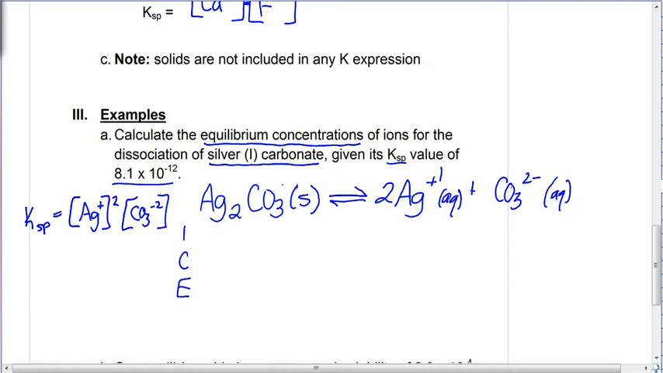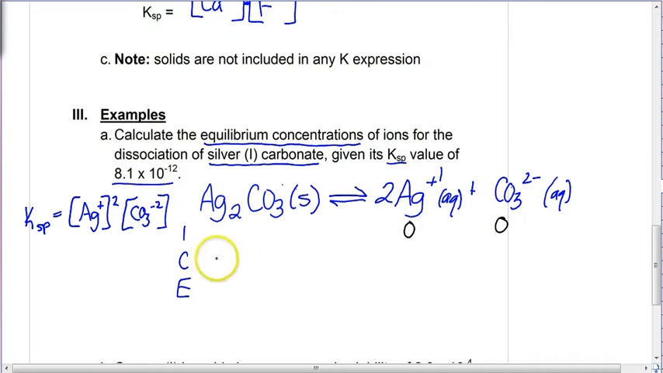And remember, solids don't count, so that won't show up in our KSP. So now let's fill in our ice chart. We actually don't know any numbers that go there, although we know that we're only starting with solid, so we'll have 0 of our products to begin with.